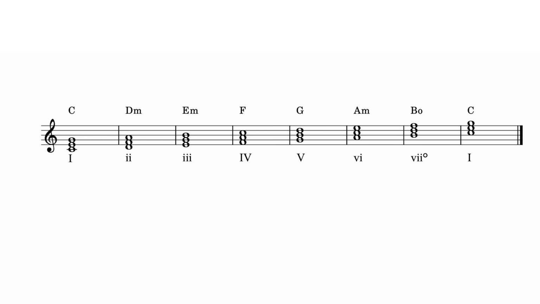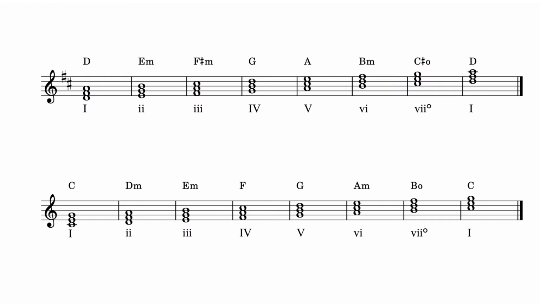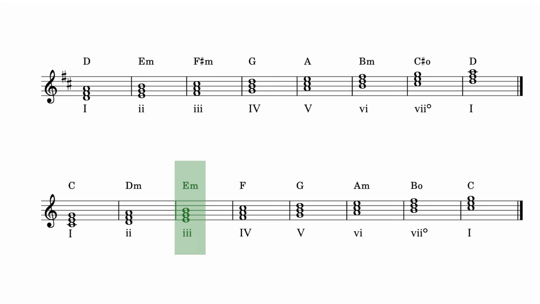You know the chords in C major are C major, D minor, E minor, F, G, A minor, B diminished, and C. And then the chords in D major are D, E minor, F sharp minor, G, A, B minor, C sharp diminished, and then D. So there are two chords that both of these keys have in common. There's E minor, which is the 3 chord in the key of C major, 1, 2, 3, but it's also the 2 chord in the key of D.